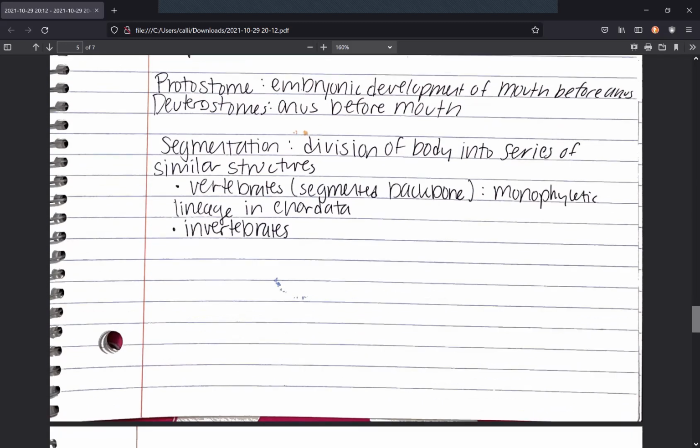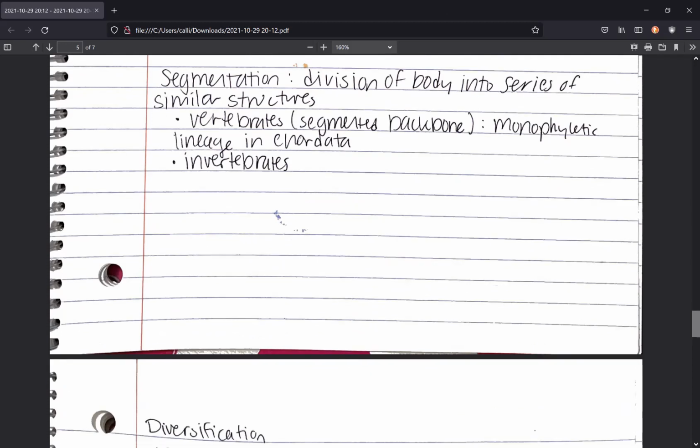I'm not entirely sure if we even mentioned protostomes and deuterostomes, but those definitions are there if we need them. Segmentation is important. Segmentation is the division of body parts into series of similar structures. So the main thing you have to take away from this is the difference between vertebrates and invertebrates.